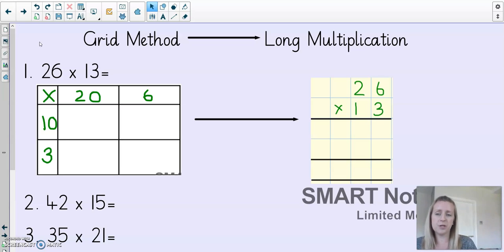So what I would like you to do, have a go at 26 multiplied by 13 using the grid, and then do the same calculation using long multiplication. Then do the same with 42 times by 15 and 35 times by 21 and see what you get. If you pause the video now, have a go, then come back and you'll be able to find the answers. So please pause the video now.